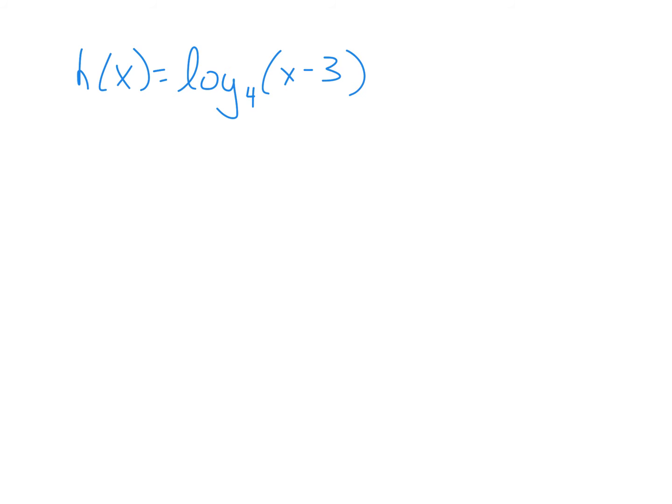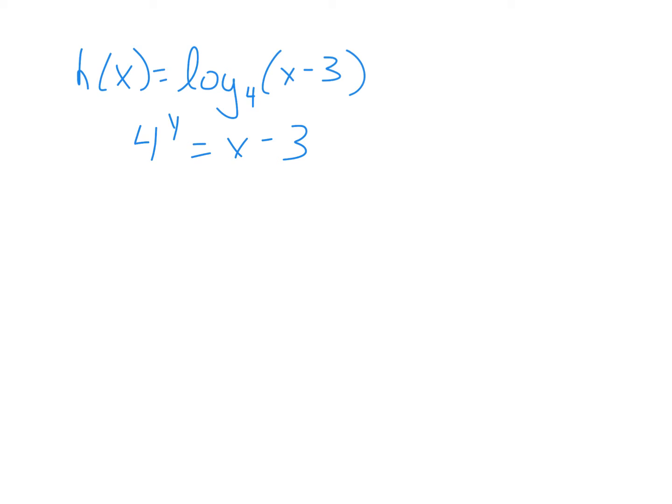Alright, so let's do some graphing then, shall we? We have h of x is equal to log base 4 of x minus 3. So let's pick some points, and let's also change this to exponential form. I know there's no y's, I put y as the output. So it's 4 to the power of y equals x minus 3.